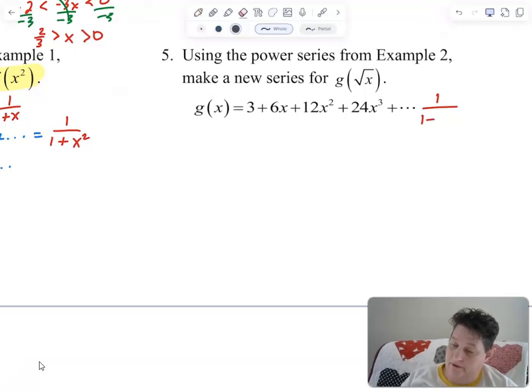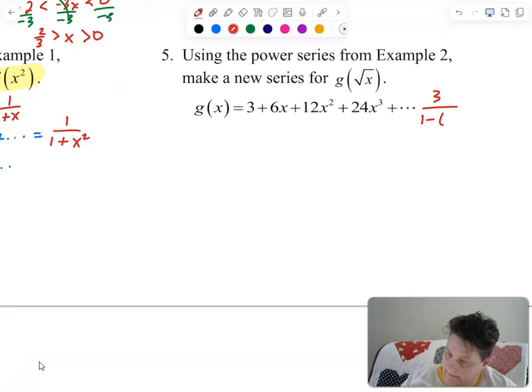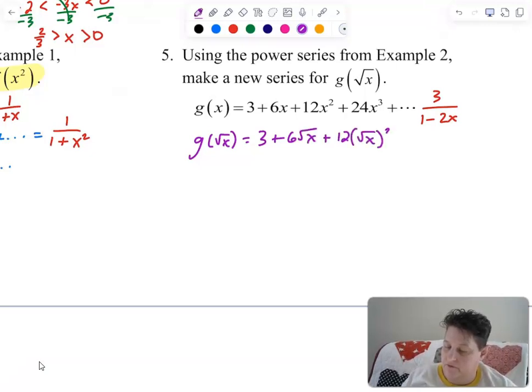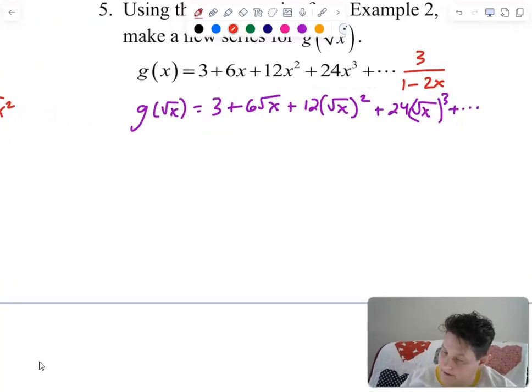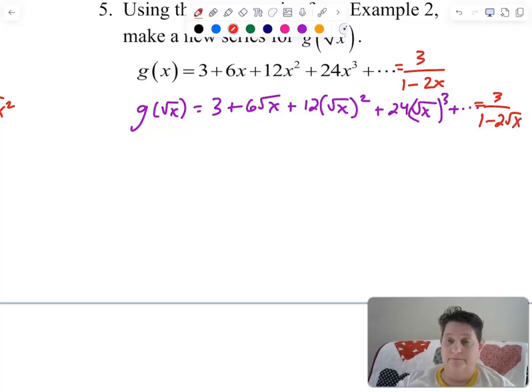It started with 3, and it was over 1 minus 2x. So now make a new power series for g of square root x. So it's 3 plus 6 square root x plus 12 square root of x squared plus 24 square root of x to the third. And this one would sum up to 3 over 1 minus 2 square root x, because we're just substituting in the square root x. Don't ask quite yet why we're doing this, we just are.